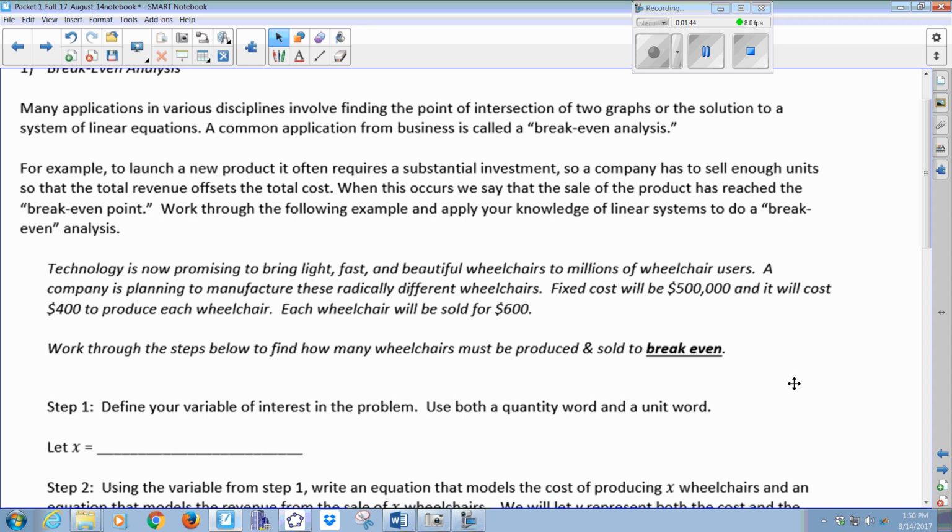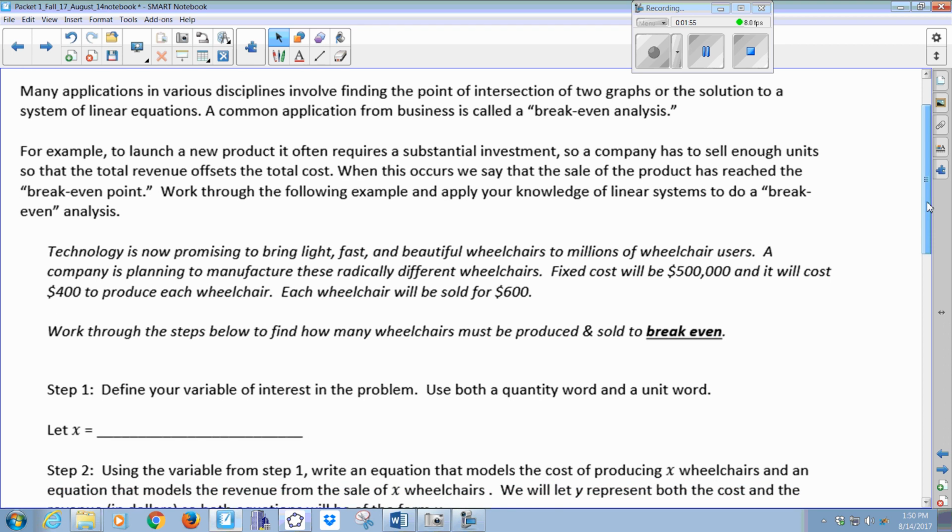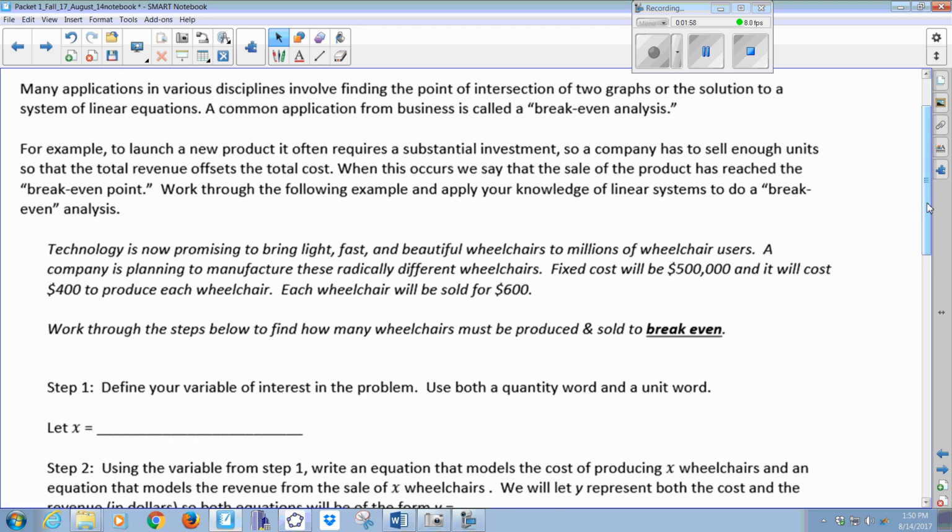So let's work through the following example, and we'll apply what we know about linear systems to determine the break-even point and do a break-even analysis. We have a technology that's promising to bring light, fast, and beautiful wheelchairs to millions of wheelchair users. A company is planning to manufacture these radically different wheelchairs. Fixed costs will be $500,000, and it will cost $400 to produce each wheelchair. And each wheelchair will be sold for $600.